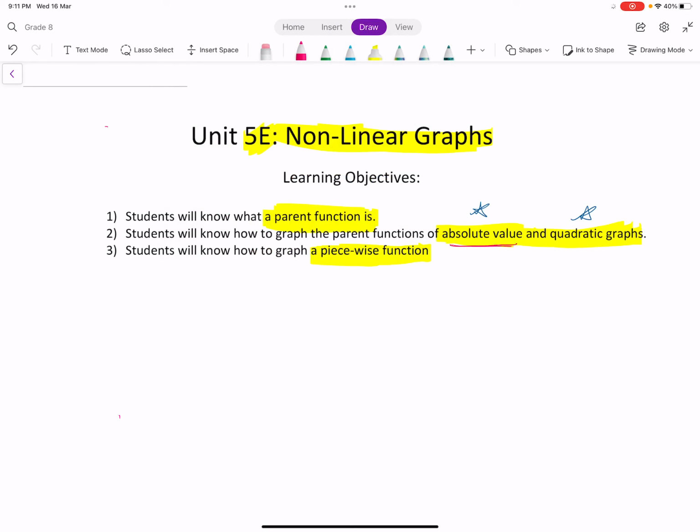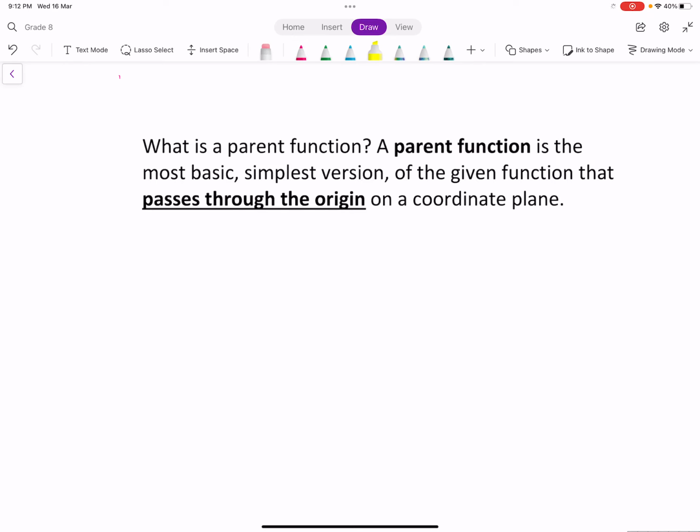So at the end of this video, you're going to learn how to graph three new different things. The parent function of an absolute value and quadratic graph, and then you're also going to have to learn how to graph a piecewise function. All right, so let's just go ahead and get started on this video. All right, so first off, what is a parent function? That's what we have to know.